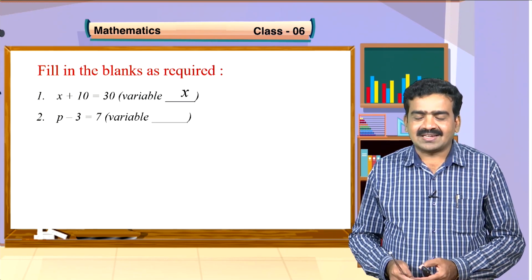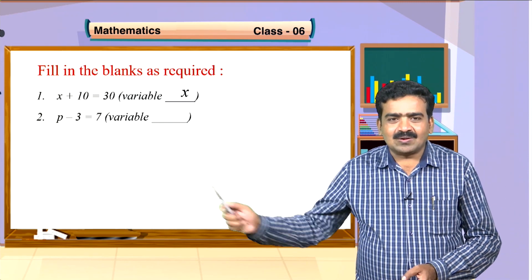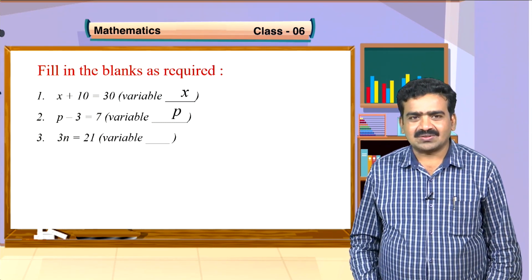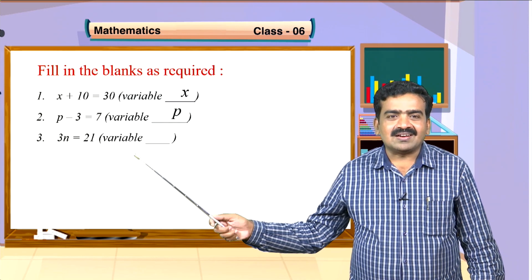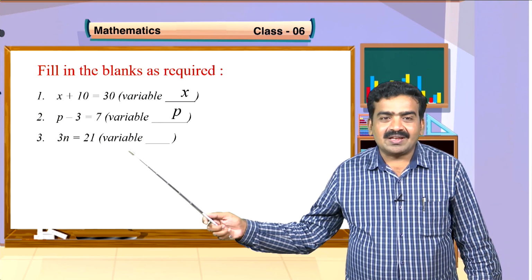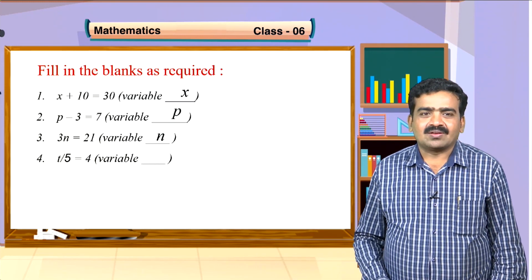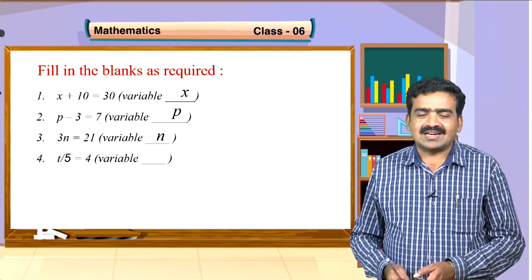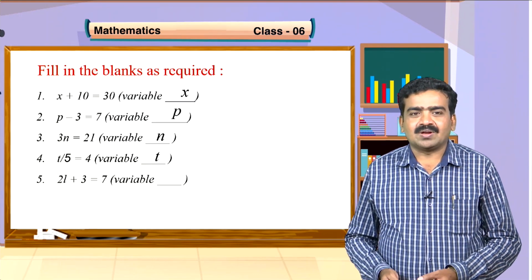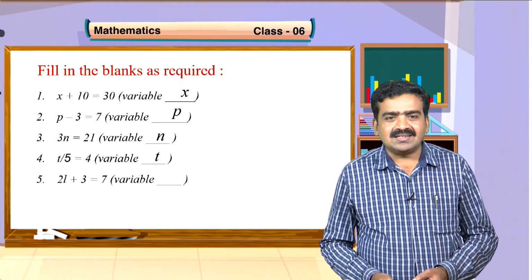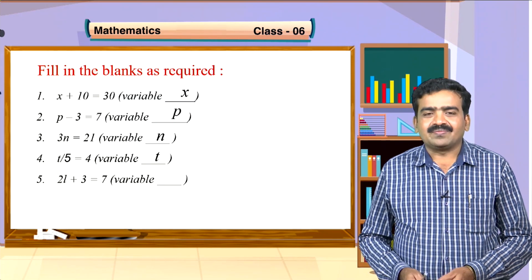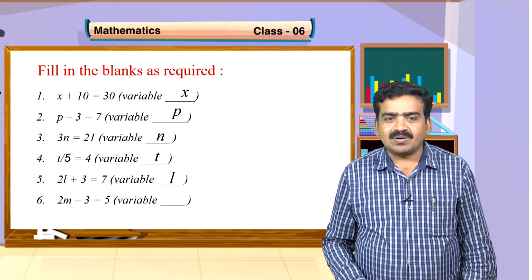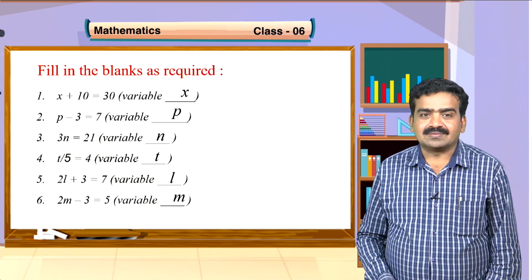You have learnt this in the second session. p minus 3 is equal to 7. Here, which is the variable? You are right. p is the variable. Let us go to the next question. 3n is equal to 21. What about in this case? Which is the variable? n is the variable. In case of t divided by 5 is equal to 4, can you tell me the variable? You are exactly correct, t is the variable. What about 5? 2l plus 3 is equal to 7. Which is the variable? Very good, l is the variable. 2m minus 3 is equal to 5. Can you tell me the variable over here? Very good, m is the variable.